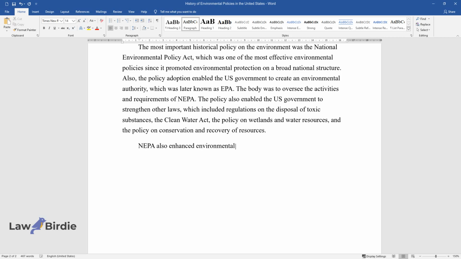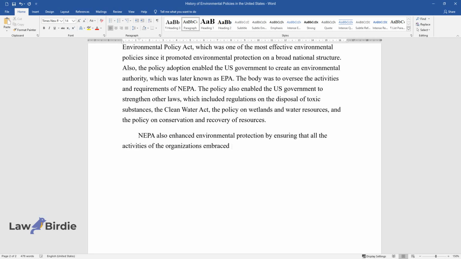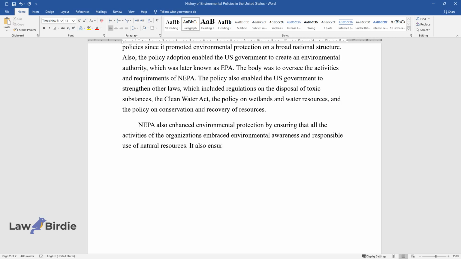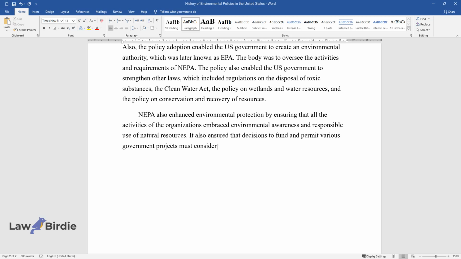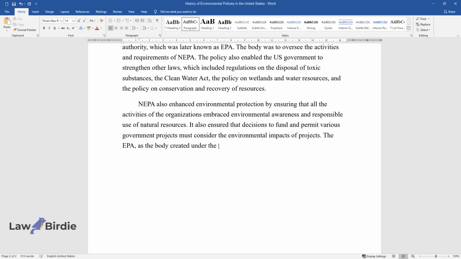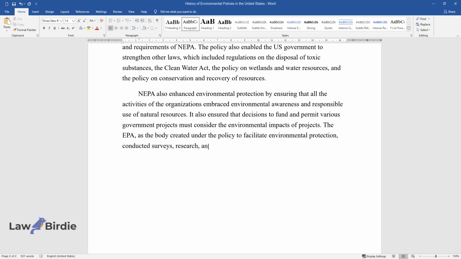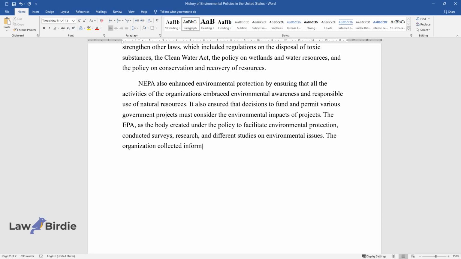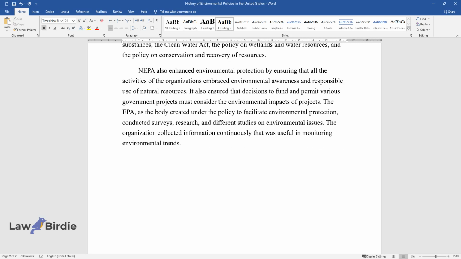NEPA also enhanced environmental protection by ensuring that all the activities of the organizations embraced environmental awareness and responsible use of natural resources. It also ensured that decisions to fund and permit various government projects must consider the environmental impacts of projects. The EPA, as the body created under the policy to facilitate environmental protection, conducted surveys, research, and different studies on environmental issues. The organization collected information continuously that was useful in monitoring environmental trends.